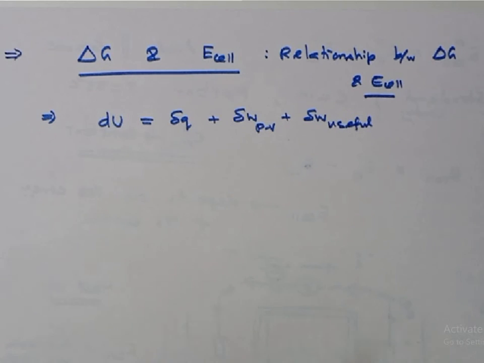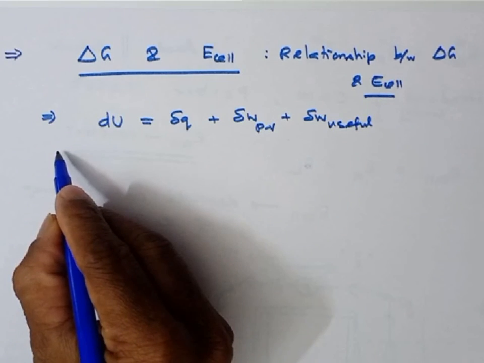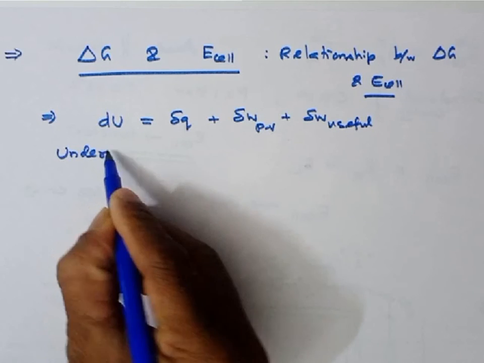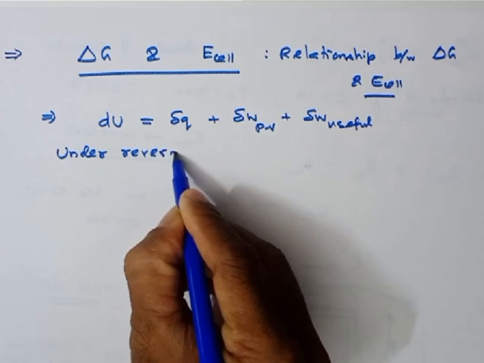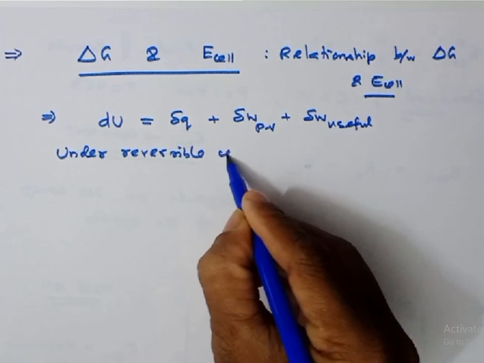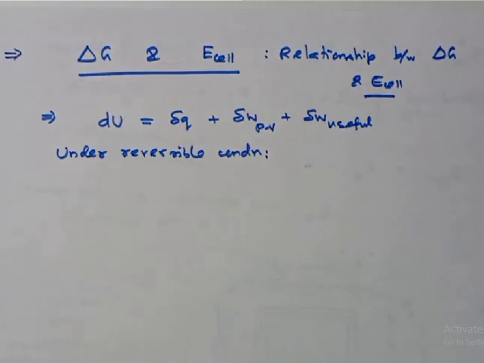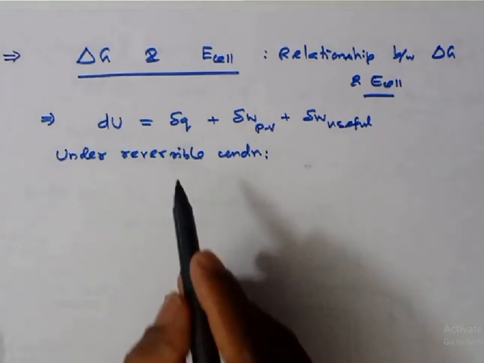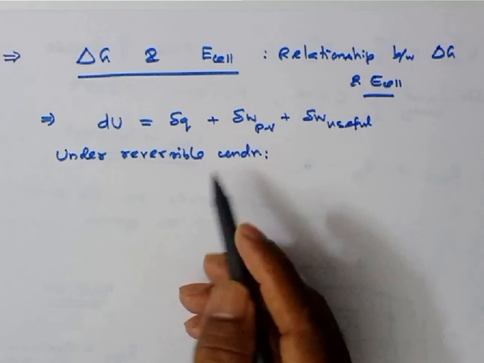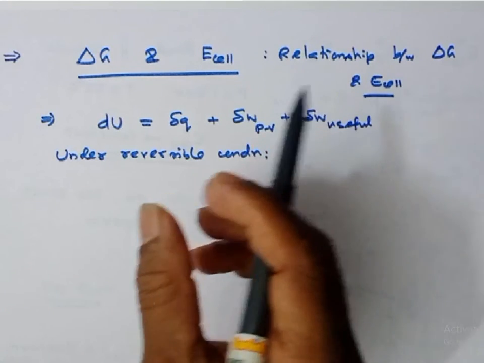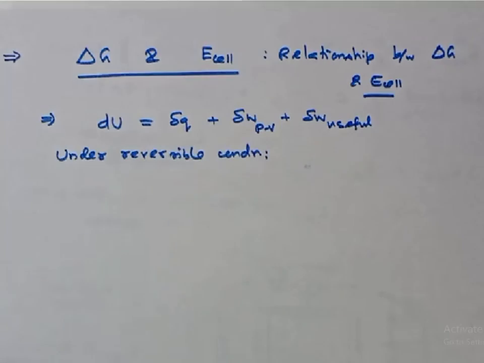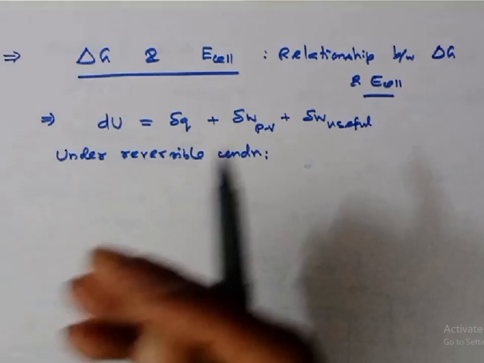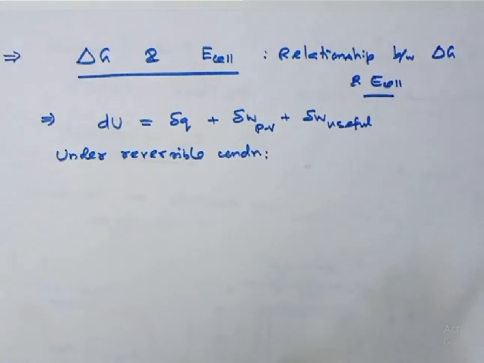Now students, under reversible condition, you might have heard about reversible condition in the lower class. Under reversible condition, remember students, this is a very important point. Whenever a process takes place in a reversible manner, the work that is produced is the maximum.